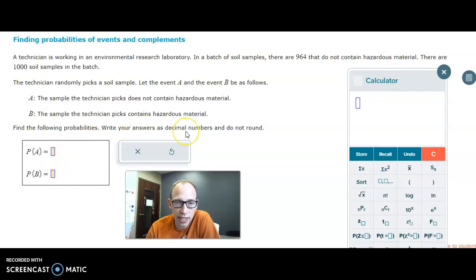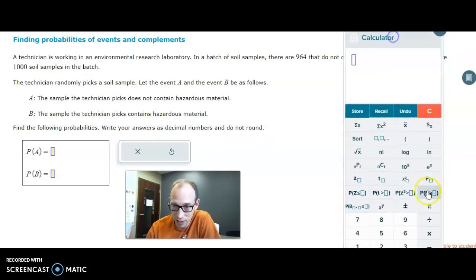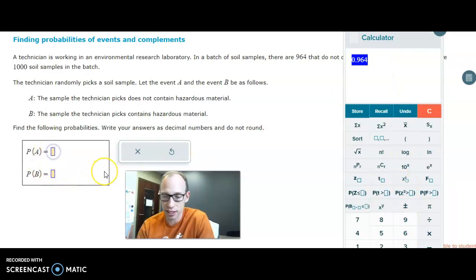So we're supposed to write as a decimal number 964 divided by 1,000. You might be able to calculate that knowing about decimals. But if not, just type it in there to your calculator and you'll get 0.964.